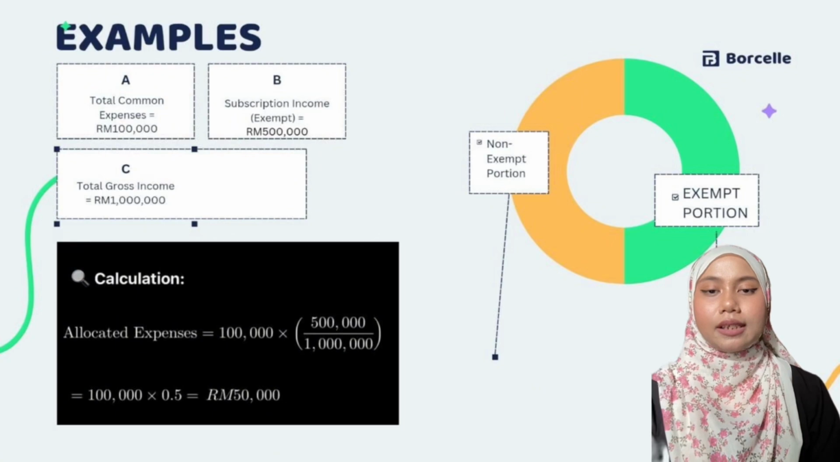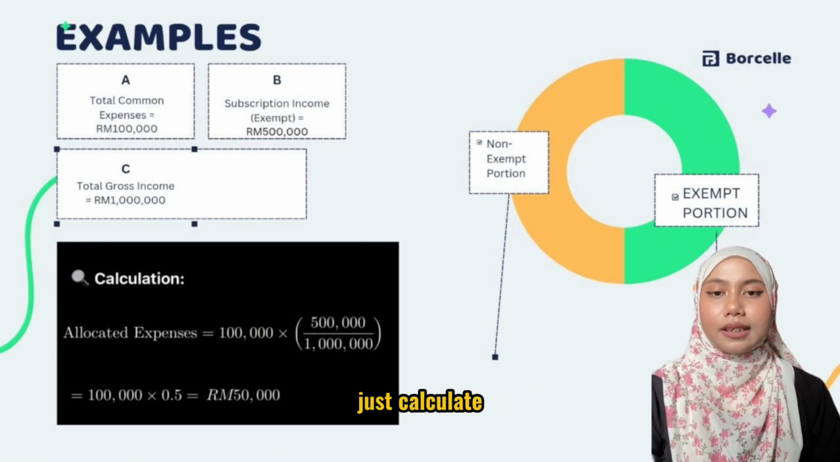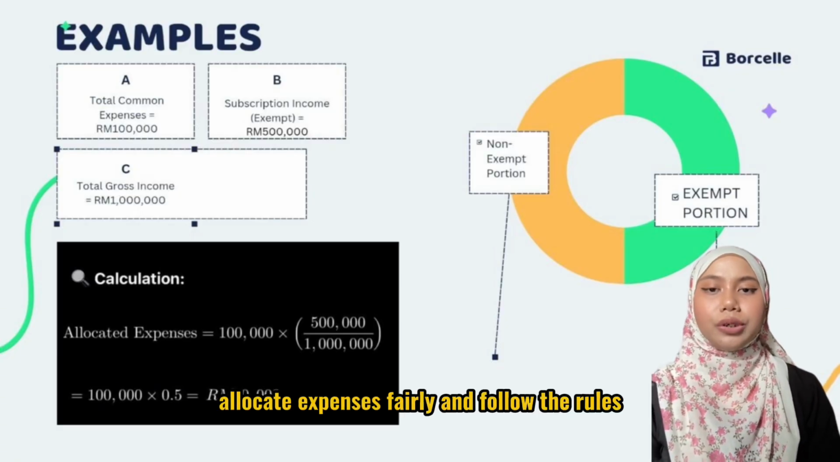The conclusion is the 2005 order exempts subscription income from tax. Just calculate statutory income, allocate expenses fairly, and follow the rules.